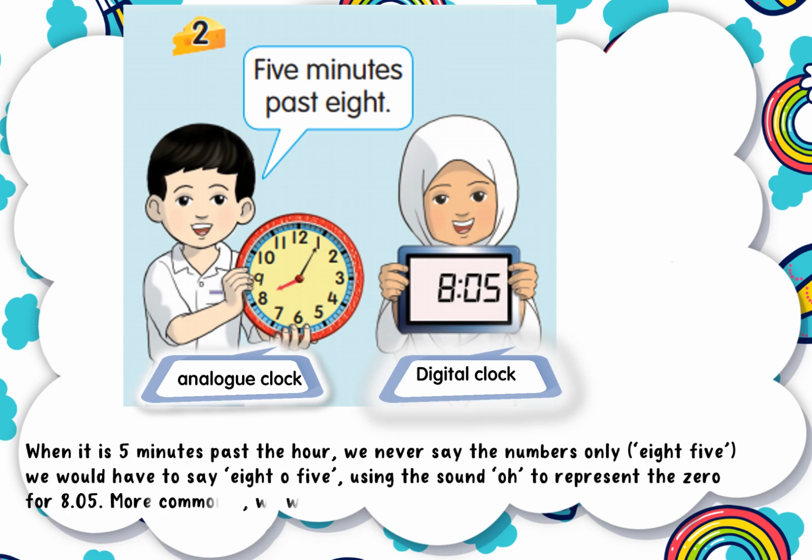When it is 5 minutes past the hour, we never say the number only 85. We have to say 8 oh 5, using the sound "oh" to represent the 0 in 8 oh 5. More commonly, we say 5 past 8 or 5 minutes past 8.